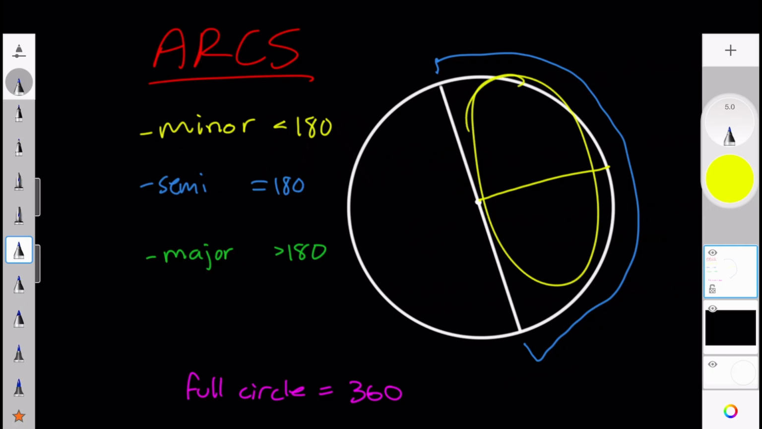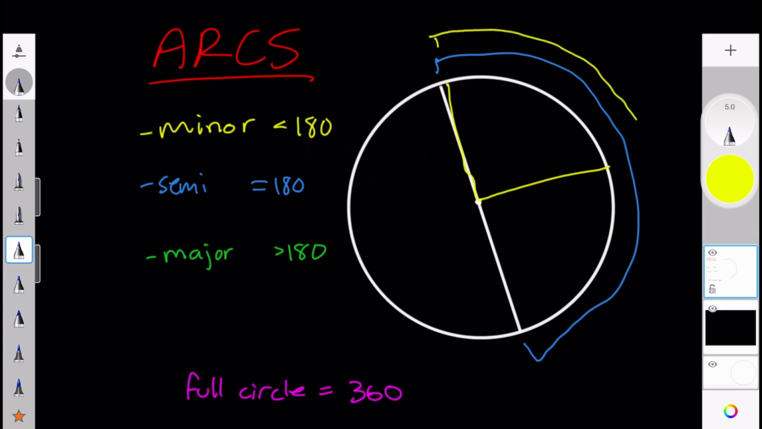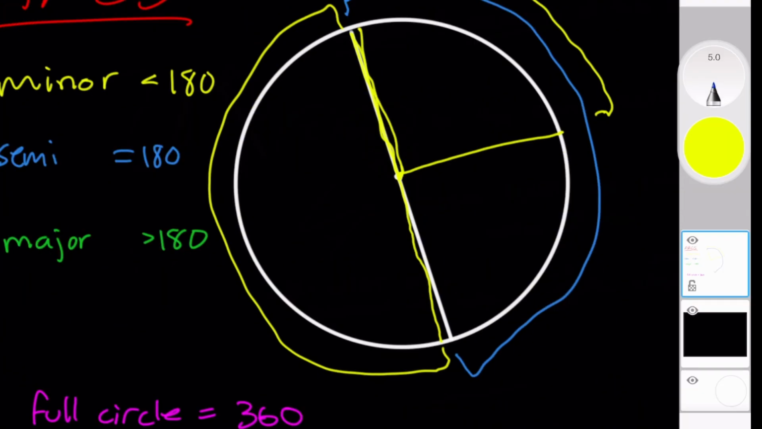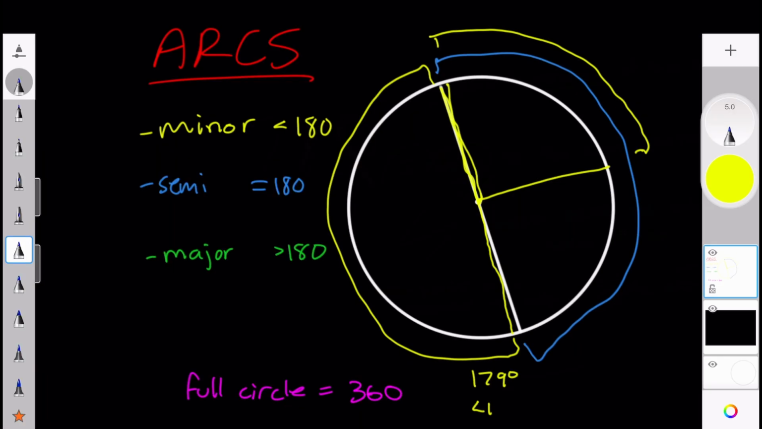Split this half in half, and right there we got ourselves a minor arc, because we know that is less than 180, because 180 is half the circle. We could also have it go on this line and then go just 1 degree up. Right there, that would be a minor arc, because let's say it's 179. It is less than 180, so it is a minor arc.